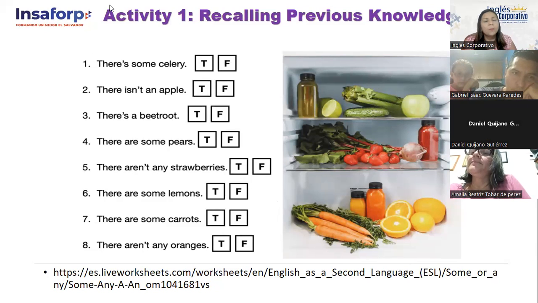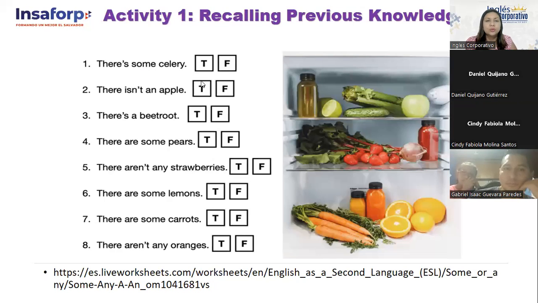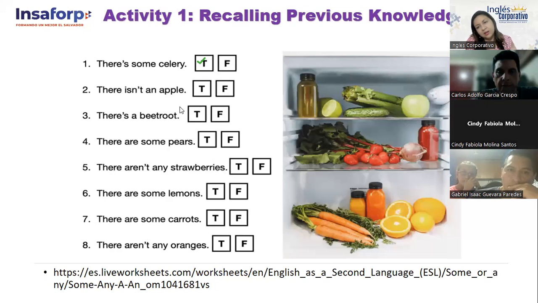Okay. So, there is some celery. True or false? True. There isn't an apple. False. Because there is an apple. It's here. It's green, but there is an apple. There's a beetroot.